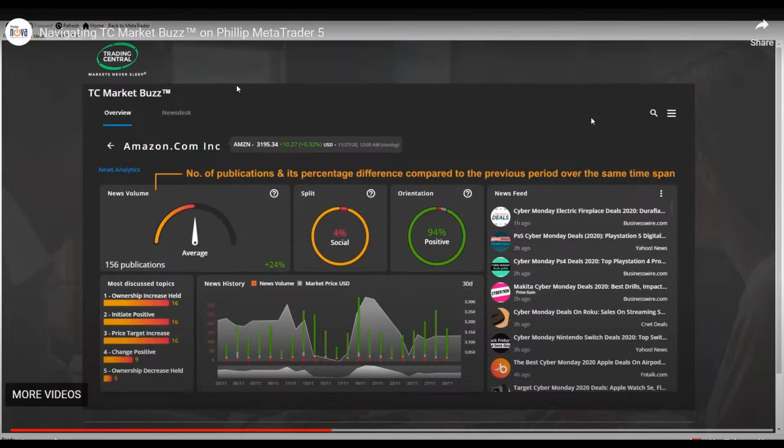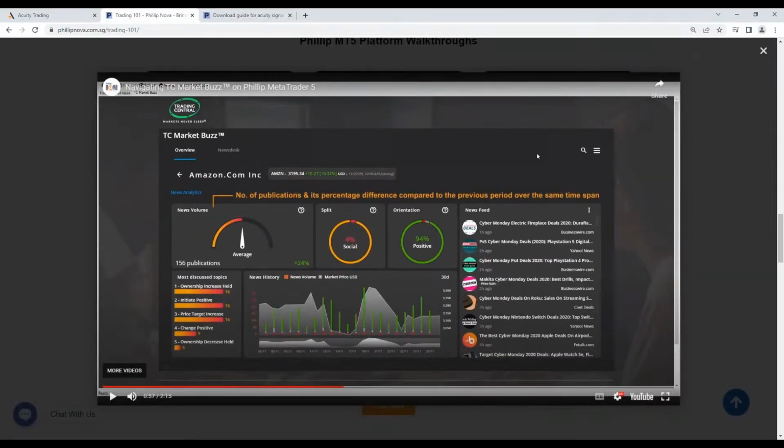Next, you can also see the split of all the publications that they have found. The split tells you how many percent of the news are on social media and how many percent are from news sources. And lastly, you also have the orientation, where they tell you the sentiment of this stock currently. It can be more positive or more negative, depending on the particular stock they're looking at.